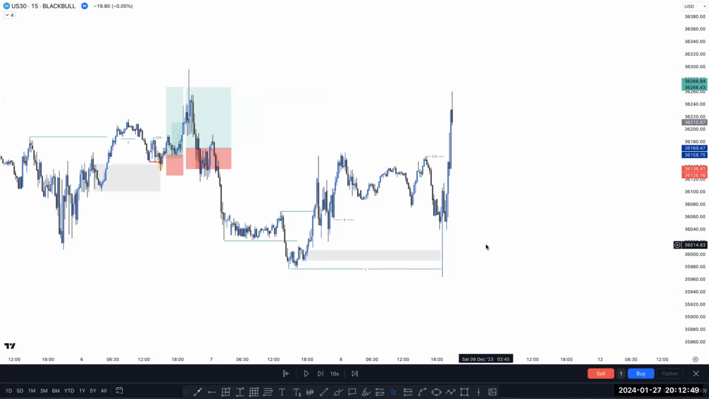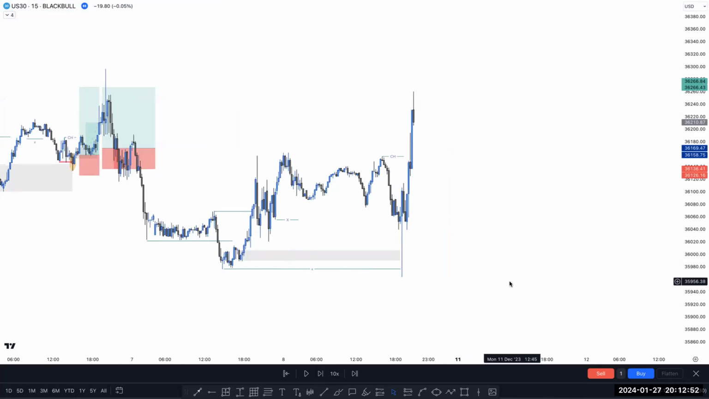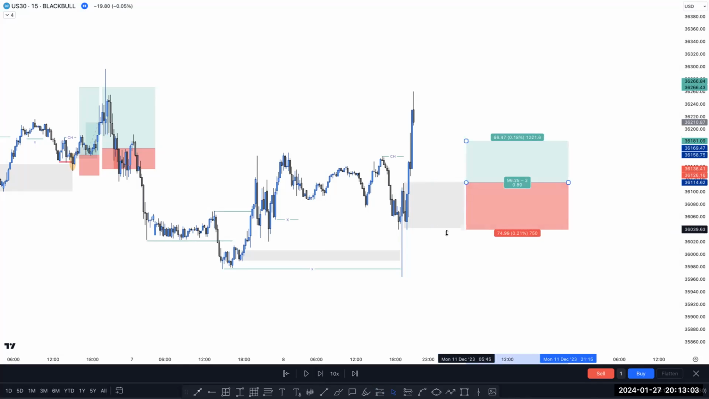Do we need inducement or no? No, we don't need an inducement. Exactly. We don't need inducement because the market has already grabbed the liquidity, and in this case we can buy here at this point directly, and put the stop loss just below it.